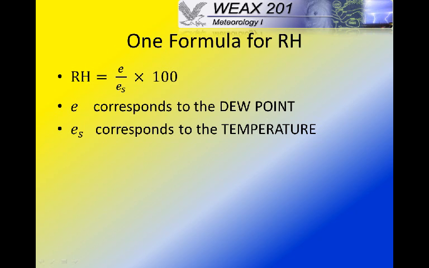The E, or the vapor pressure, will correspond to a reading on our chart to the dew point temperature that was measured, and the E sub S, or the saturation vapor pressure, will correspond on our table to the temperature that was recorded.